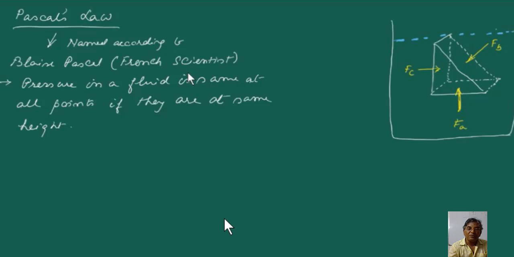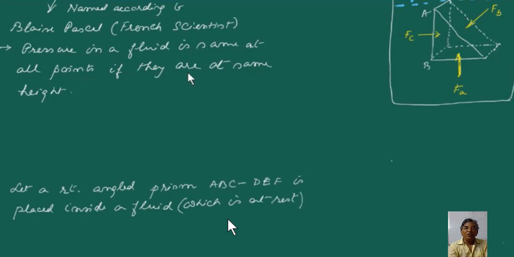Now, let a right angle triangle prism be immersed in a glass tumbler. The three faces of the prism, as you can see from the figure, are ABED, ABFC, and ABC. This prism is immersed in a liquid, in a tumbler.